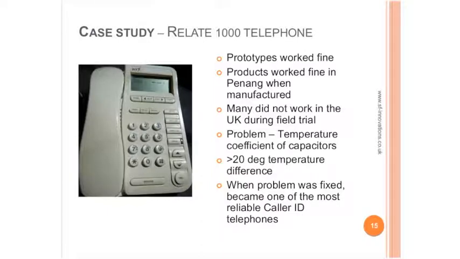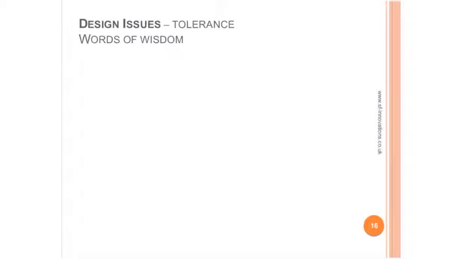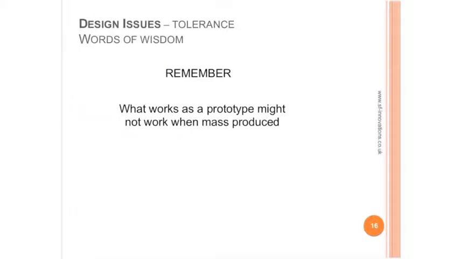So just to summarize on that, words of wisdom on that, just remember that what works as a prototype when you make only one, where you can adjust for tolerances, adjust the gains, and you think, great, I've sorted the problem. When you start mass producing it, when tolerance really comes into play, it might not always work. So it's worth spending a little bit of time on the design stage to make sure they iron out those tolerances.